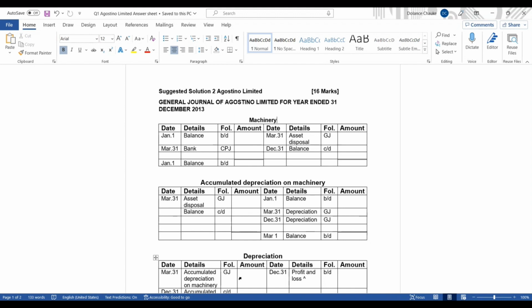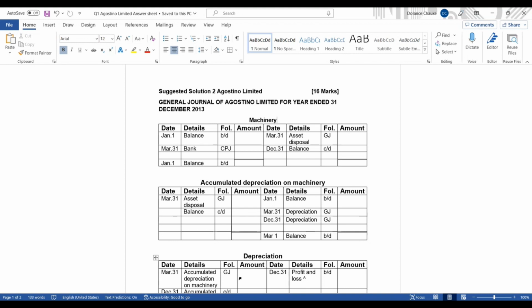Agostino Limited has provided the following information with regards to the company's fixed assets. On the 31st of March 2013, machinery A was traded in for machinery B, costing 365,000. 79,626 was received for the old machinery, and the rest of the purchase was settled in cash. The machinery traded in was originally purchased on the 1st of January 2009 for 185. Depreciation is written off using straight line method at 15% per annum.